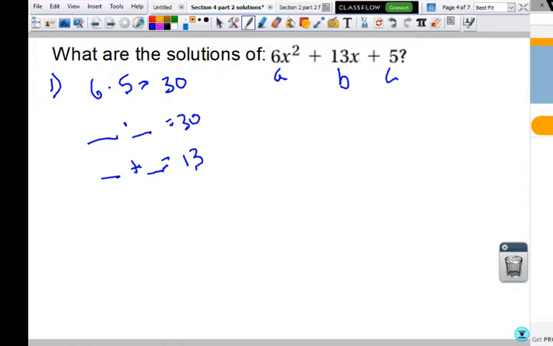Negative 10 and 3. Okay, that's negative 30. Oh, negative 10 and negative 3. Okay, that's positive 30, right? Does that add up to positive 30? Yeah, it is. Oh, positive.